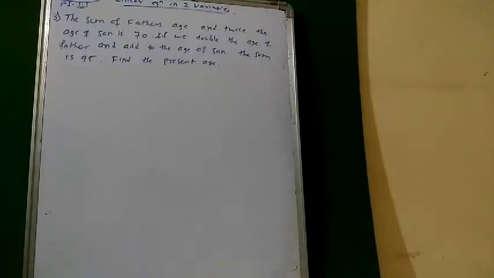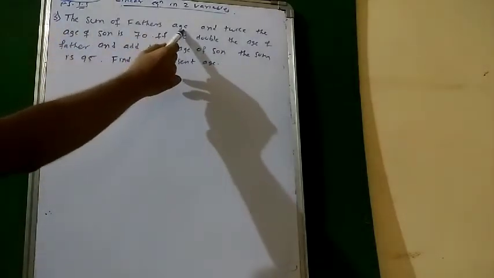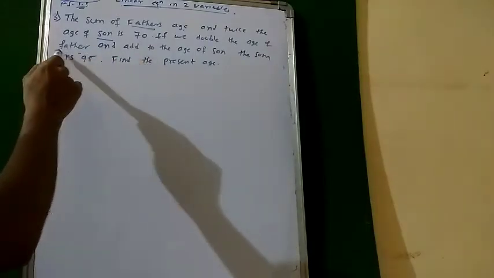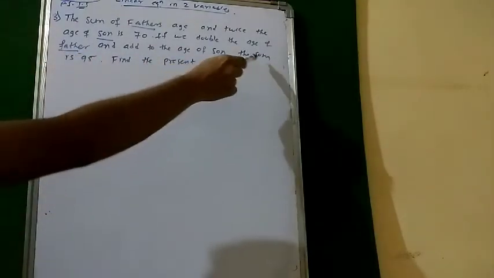Now we'll start with the third word problem. I'll read the question for you. The sum of father's age and twice the son's age. So we have father and we have son. If we double the age of father and add to the age of son, the sum is 95. So we have two conditions, father and son.